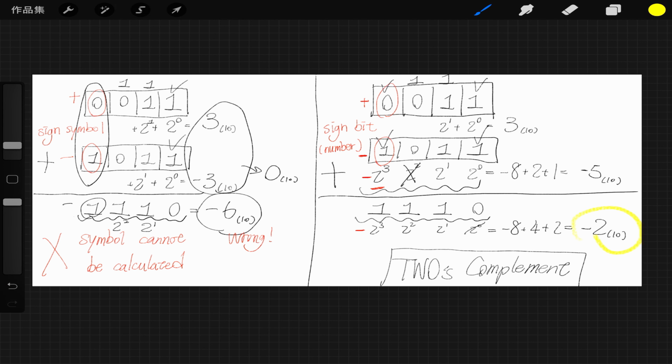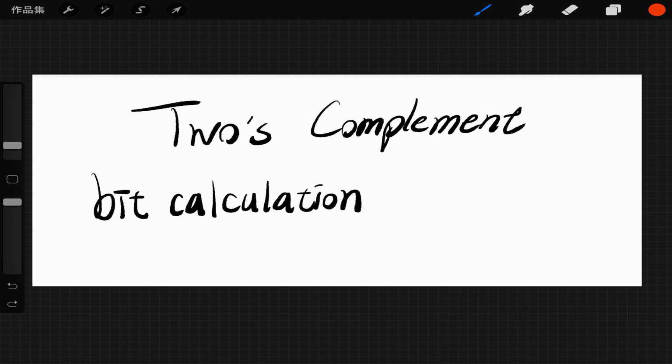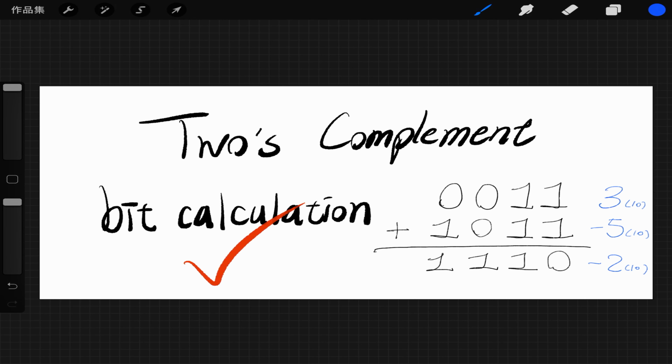Is this what we expect? Let's see. 3 plus -5. We do get -2. So the answer is correct. So to sum up, what's good about 2's complement? They can do bit calculation directly. On the right is our summary for today's practice. So this will be the end of this video.